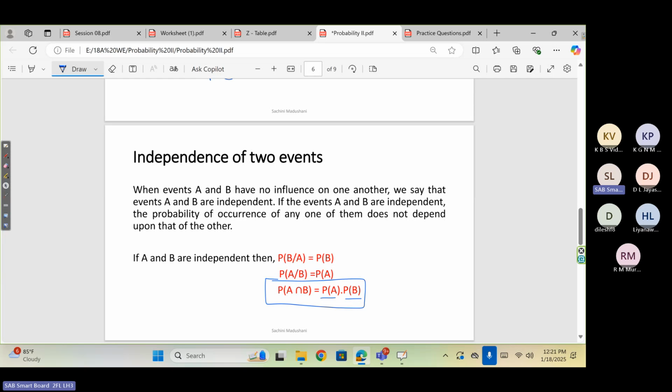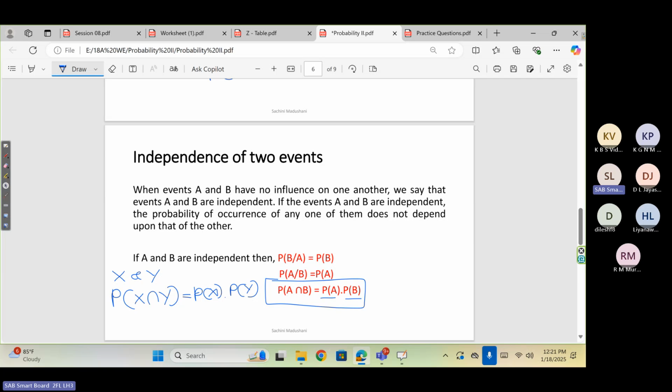Understood? It means then we assume X and Y are independent. Okay? Then if X and Y are independent, then the probability of X intersection Y is equal to the probability of X into probability of Y. Understood? Then if the two events are not independent, how do we find the intersection?